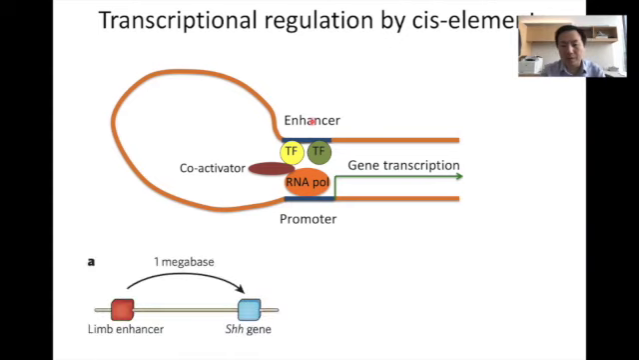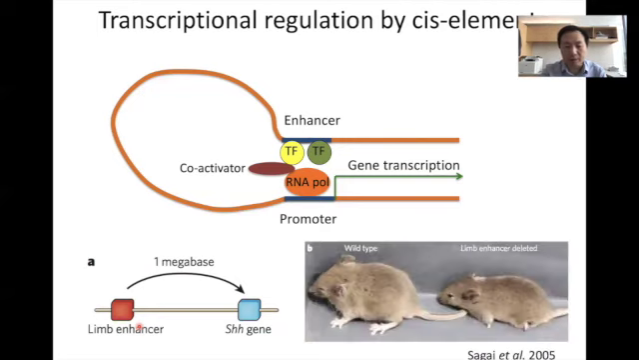Although enhancers can be located far away from the gene they regulate, they do play a critical role in gene regulation. This is one of the most famous examples. In this case, this enhancer is located more than 1 million base pairs away from the gene it regulates. And actually this enhancer is located inside an intron of another gene, right? But when the scientists deleted this distal enhancer, there was a severe phenotype, right?